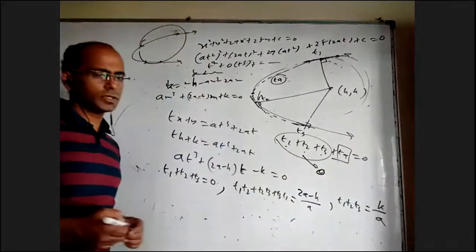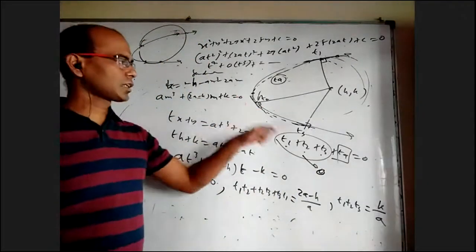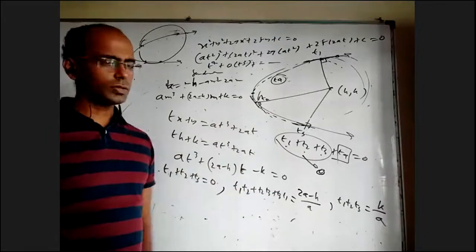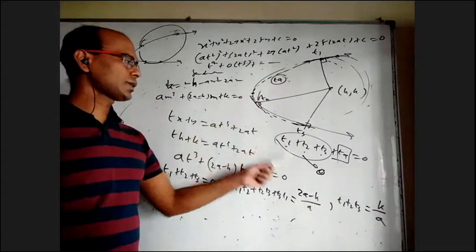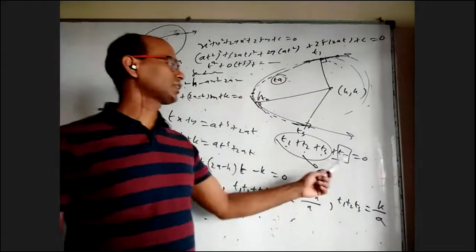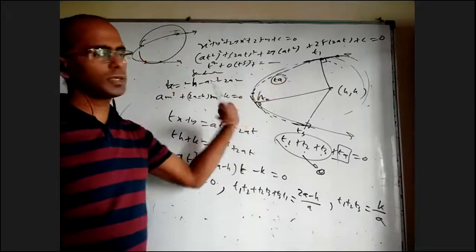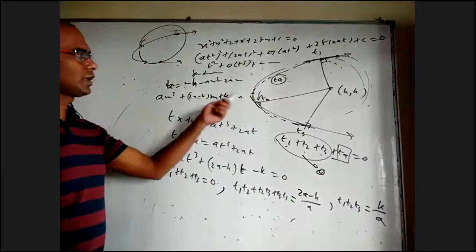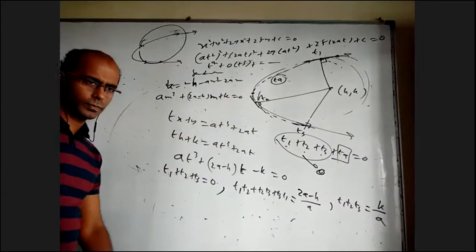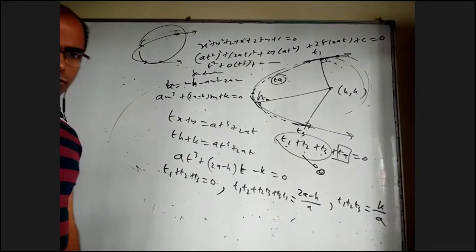So whenever there are 4 concyclic points on a parabola, the sum of the t values is 0. Whenever there are 3 co-normal points, the sum of the t values should be 0. The fourth t value should be 0 whenever there is a circle passing through the 3 co-normal points. The fourth point where it intersects the circle is the origin. All of you are able to follow this?